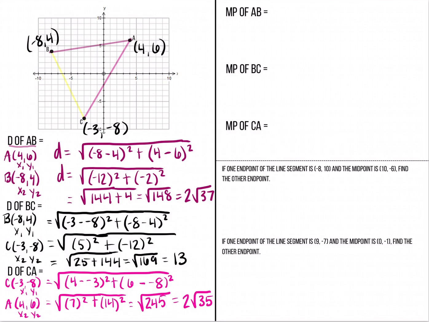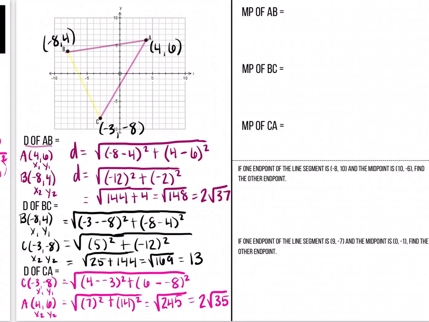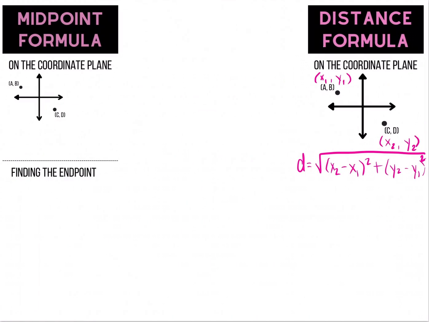You just label them x1, y1, x2, y2, plug them into the formula, and simplify the radical. Then, for midpoint, I think it is a little bit easier to do. First and foremost, you still label them the same way: x1, y1, and then x2, y2.